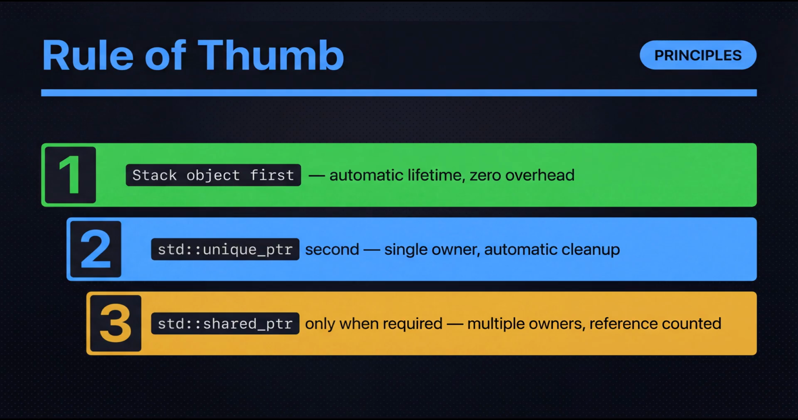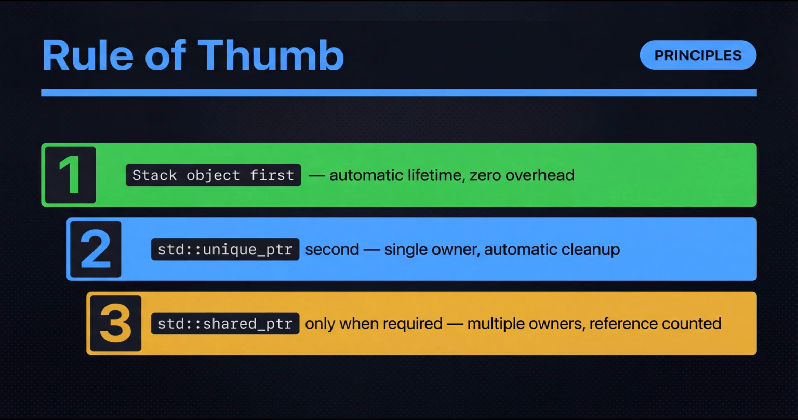3 tiers for managing object lifetime, in order of preference. First, stack objects, local variables with automatic lifetime. 0 overhead, deterministic destruction, impossible to leak. This should be your default.